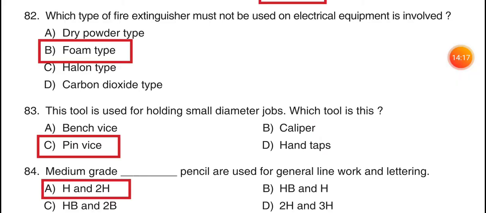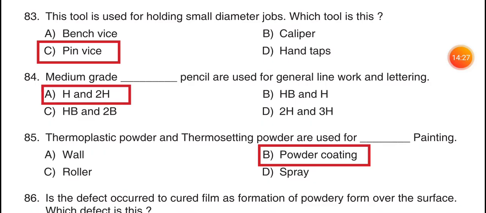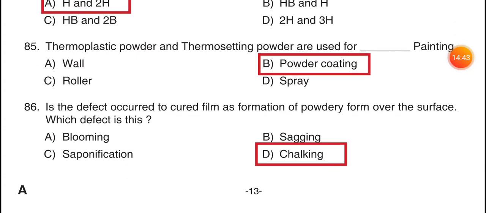82. Which type of extinguisher must not be used on electrical equipment is involved? Option B, foam type. 83. This tool is used for holding small diameter job. Which tool is this? Option C, pin vise. 84. Medium grade dash pencil are used for general line work and lettering. Option A, H and 2H.